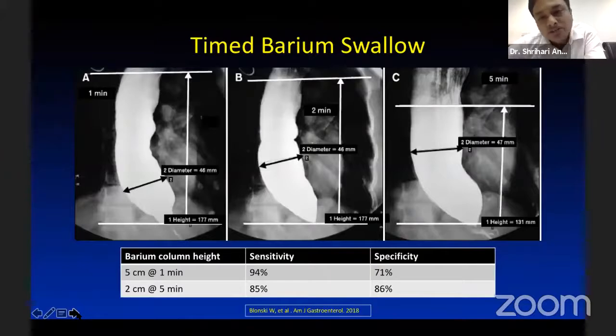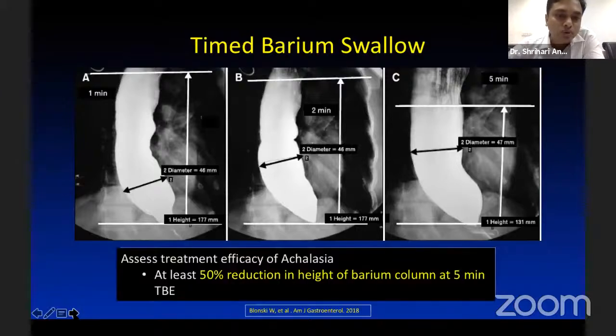There are some modifications to the barium swallow which are used in most of the studies, especially in patients with dysphagia, one of which is a timed barium swallow. What is done in a timed barium swallow is that diluted barium is given, around 150 to 250 ml as per tolerability, and the column of remnant barium is evaluated at 1 minute, 2 minutes, or 5 minutes. A recent publication in 2018 found that a remaining column of 2 centimeters at 5 minutes had a sensitivity of 85% and 86% specificity for diagnosis of achalasia cardia. So a timed barium swallow might be more useful than a regular barium swallow.